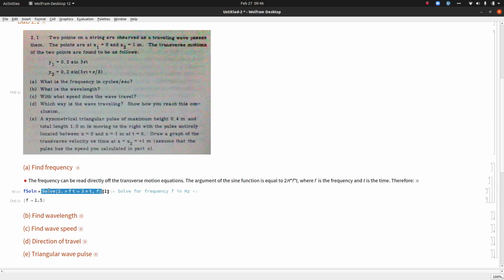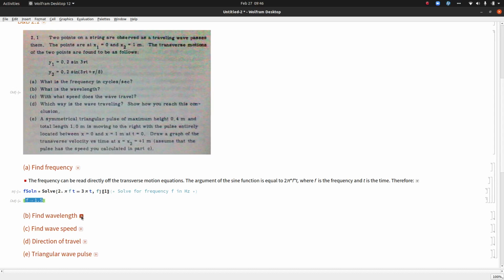This is easy enough algebra to do, but just to show you how to do it in Mathematica, we'll use the Solve function to come up with a solution for f, and we can see the frequency is just 1.5. You just get that by dividing 3 pi t by 2 pi t to move that over to the other side. You get 1.5.